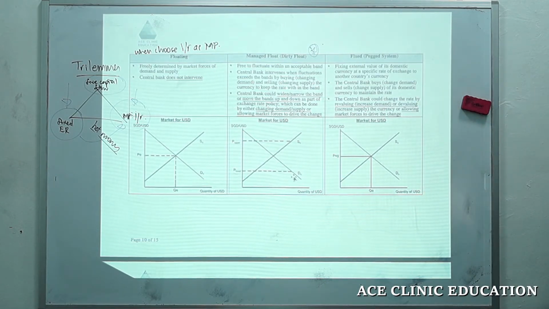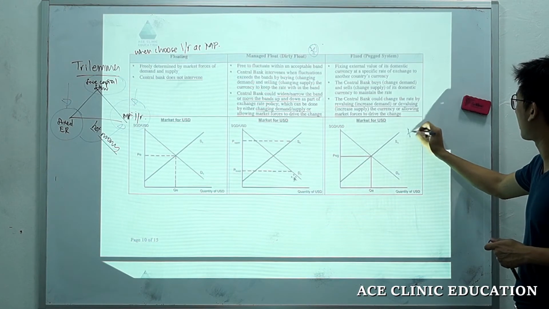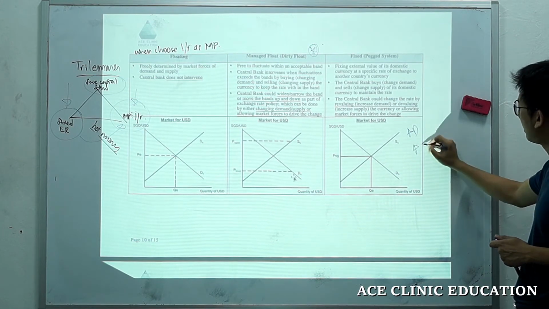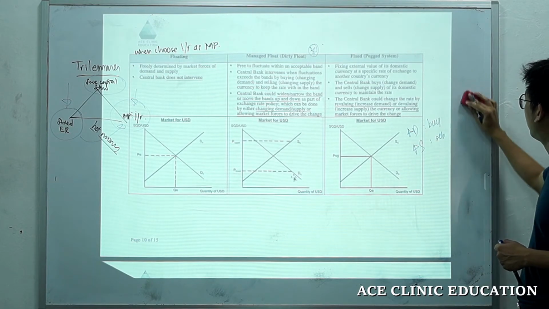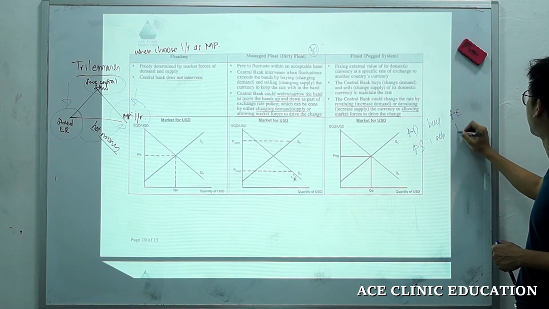I taught you about how to intervene. The key, remember, is that you can only either increase demand or increase supply. You increase demand, you buy your own currency. You increase supply, you sell. This is to keep your exchange rate up. This is to keep your exchange rate down.